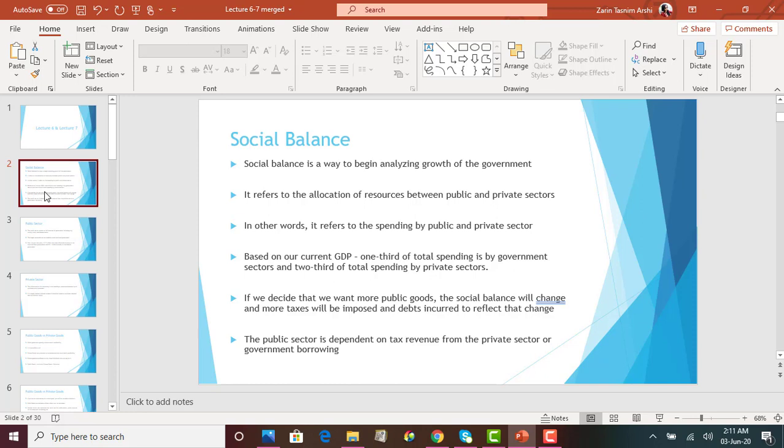The public sector portion in the social balance will go up, because the government is more involved with the economy, and as a result more taxes will be imposed, and more debts will be incurred. Because how does the government incur the expenses? How are they spending? Where are they getting the money that they are spending?